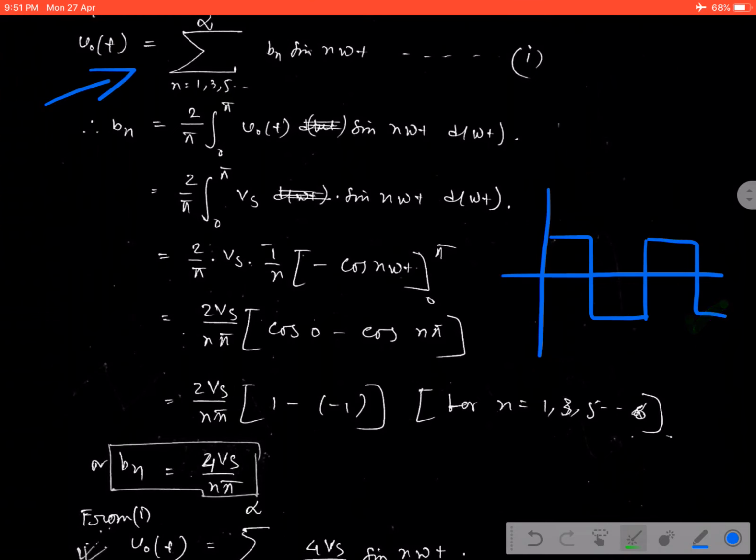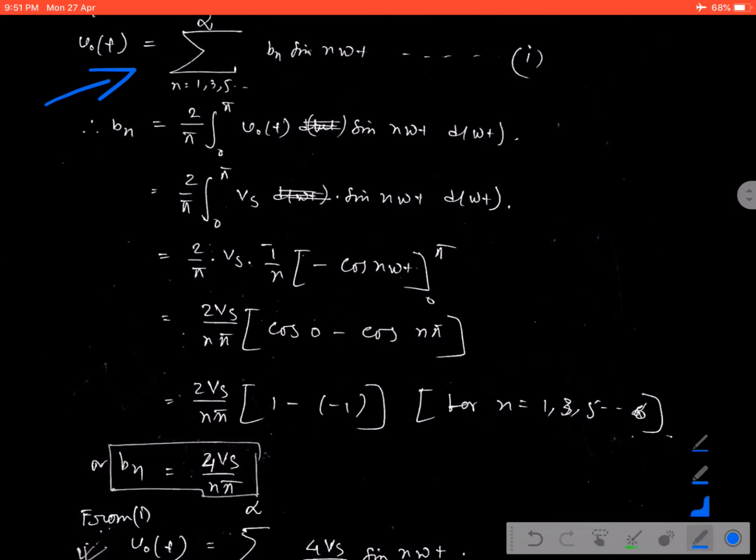That means for a complete cycle T, it will provide you the symmetrical waveform, or half wave symmetry. That is why, as we know, in case of half wave symmetry, A0 and the coefficient A1, which will give you the magnitude, are 0, and they are replaced by only the coefficient Bn. That is why this is defined by Bn. So the expression is 2 by pi, integrating 0 to pi V0(t) sin n omega t d omega t.